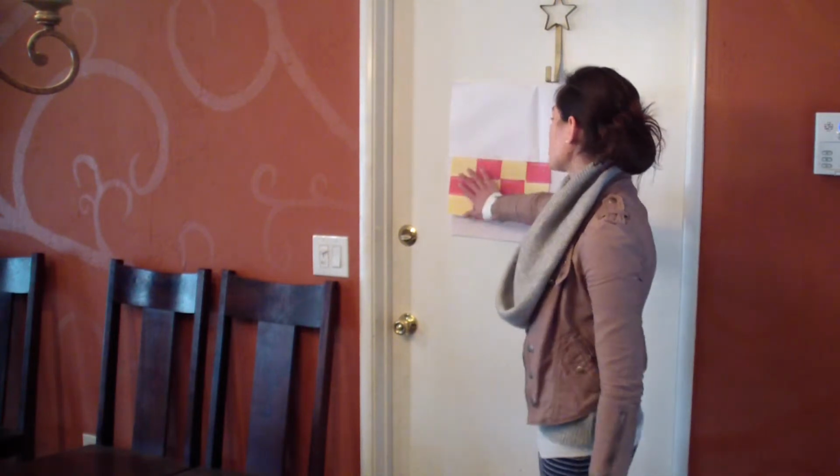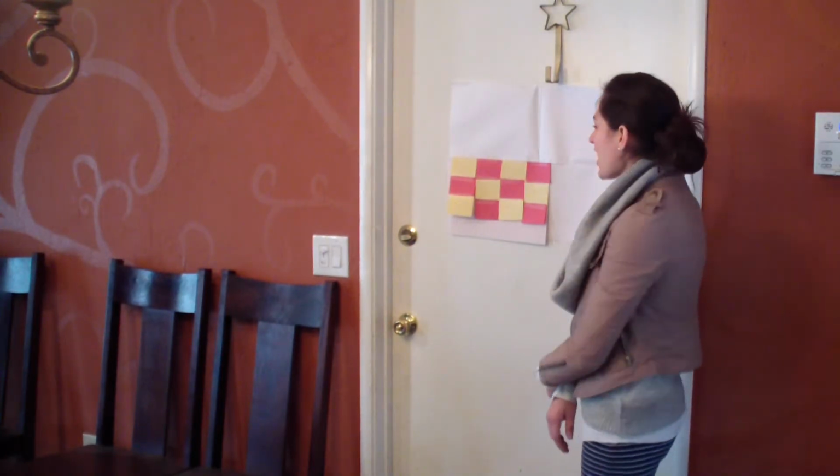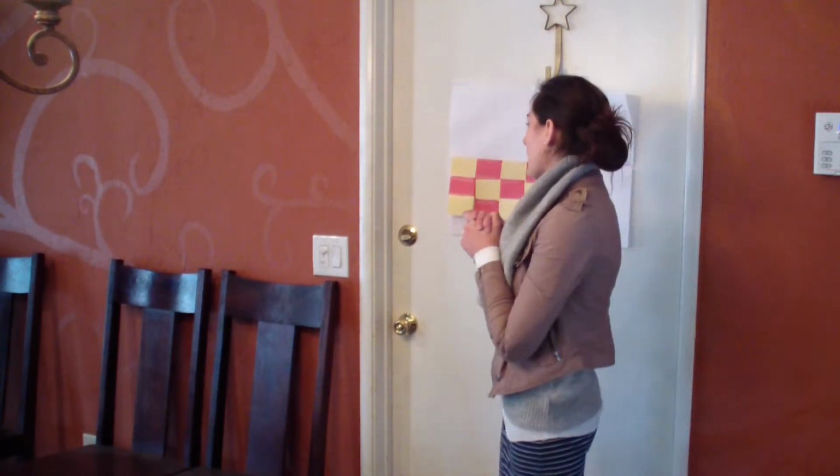Good job. I'm seeing some good patterns. All right, now that we have all of our shapes glued down onto our paper, let's say our pattern together. And every time we see the red color, let's go ahead and clap so we can really identify that pattern.